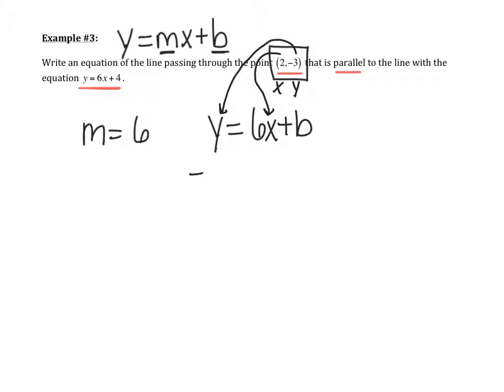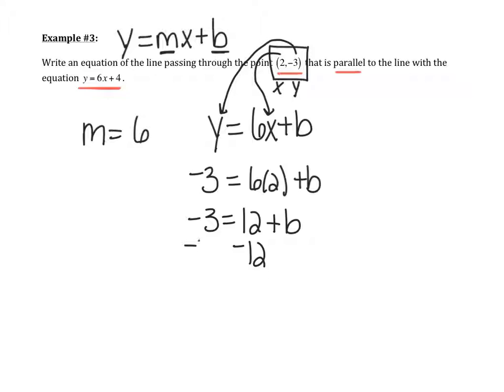So in this case, it would be -3 equals 6 times 2 plus b. Notice that I have filled in all variables now except for b, so now I should be able to find what b is equal to. So simplifying this, I'd have -3 equals 6 times 2 is 12 plus b, and then I would subtract 12 from both sides. -3 minus 12 would be -15. So my b value is -15, so I have the m and I have the b.